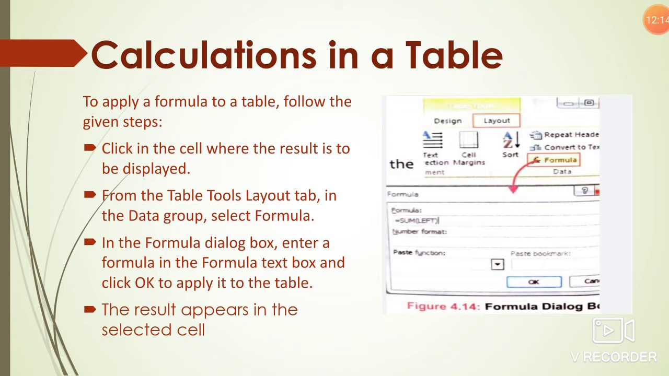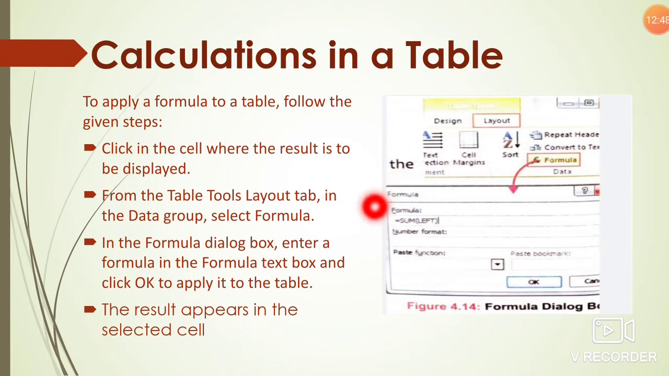For this also Word provides a facility to do the calculation. For this, first you have to select the cell where the result is to be displayed, where you want the result. So first you have to select that cell. Then from the table tools select the layout tab. In the layout tab, there is a data group in which the formula option is written. So select that formula option. When you click on this formula option, a dialog box will appear in front of you.